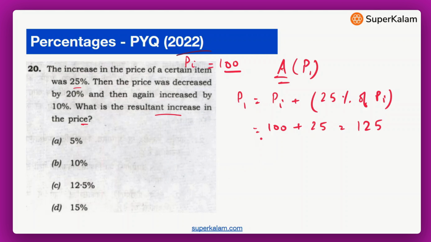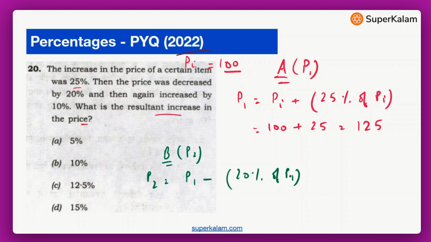Now let's see what happens in the B circumstance. Now it is given that our price has decreased by 20%. So here we will calculate P2, and the price has decreased by 20%. So P2 will be P1 minus 20% of P1.